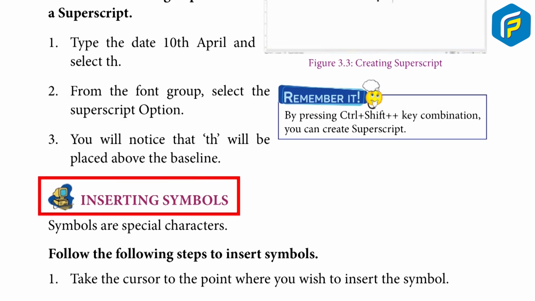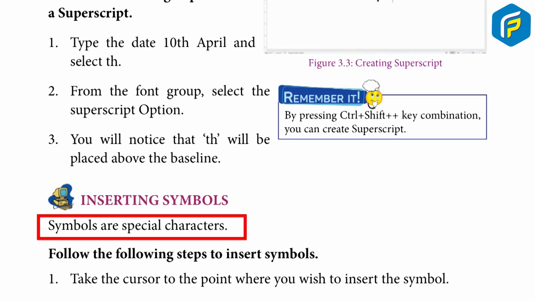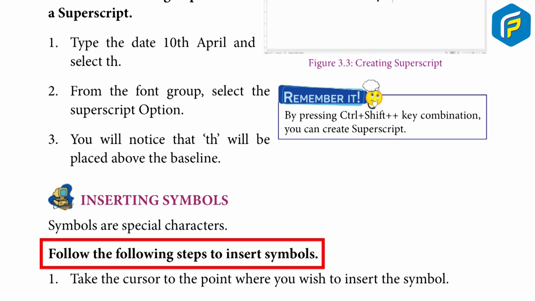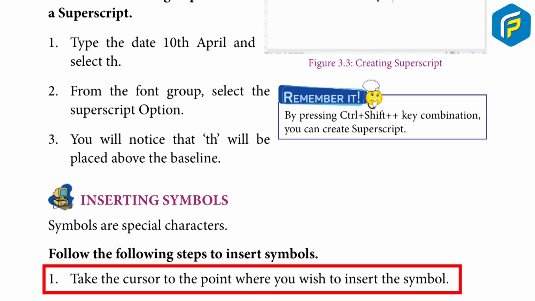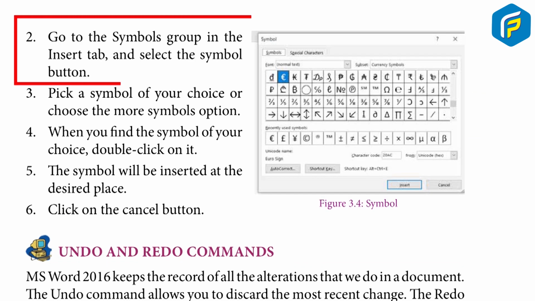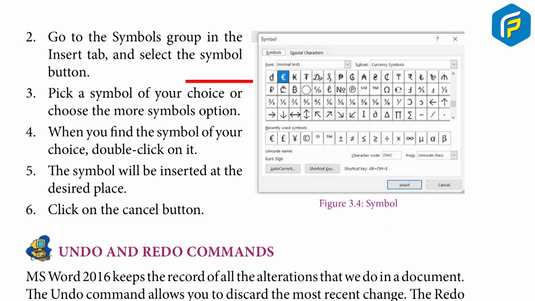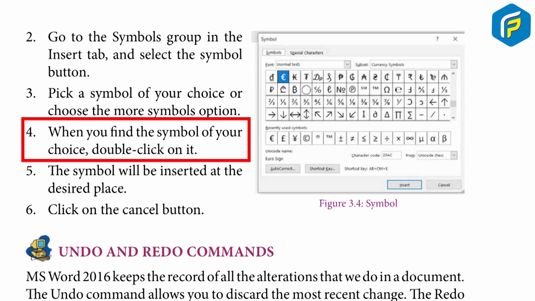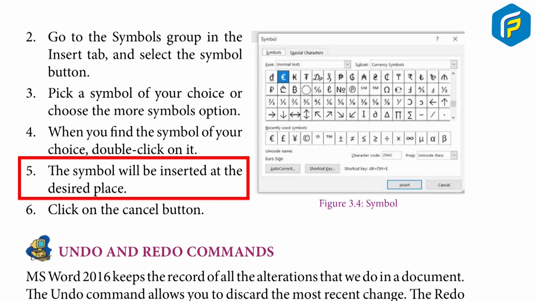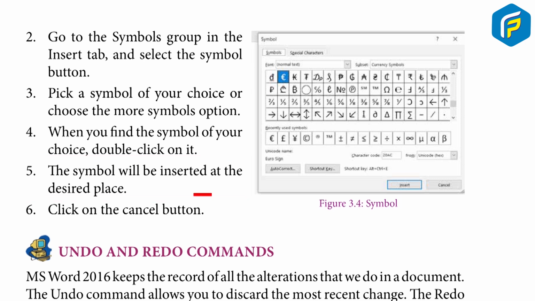Inserting symbols. Symbols are special characters. Follow the following steps to insert symbols. 1. Take the cursor to the point where you wish to insert the symbol. 2. Go to the Symbols group in the Insert tab and select the Symbol button. 3. Pick a symbol of your choice or choose More Symbols options. 4. When you find the symbol of your choice, double-click on it. 5. The symbol will be inserted at the desired place. 6. Click on the Cancel button.